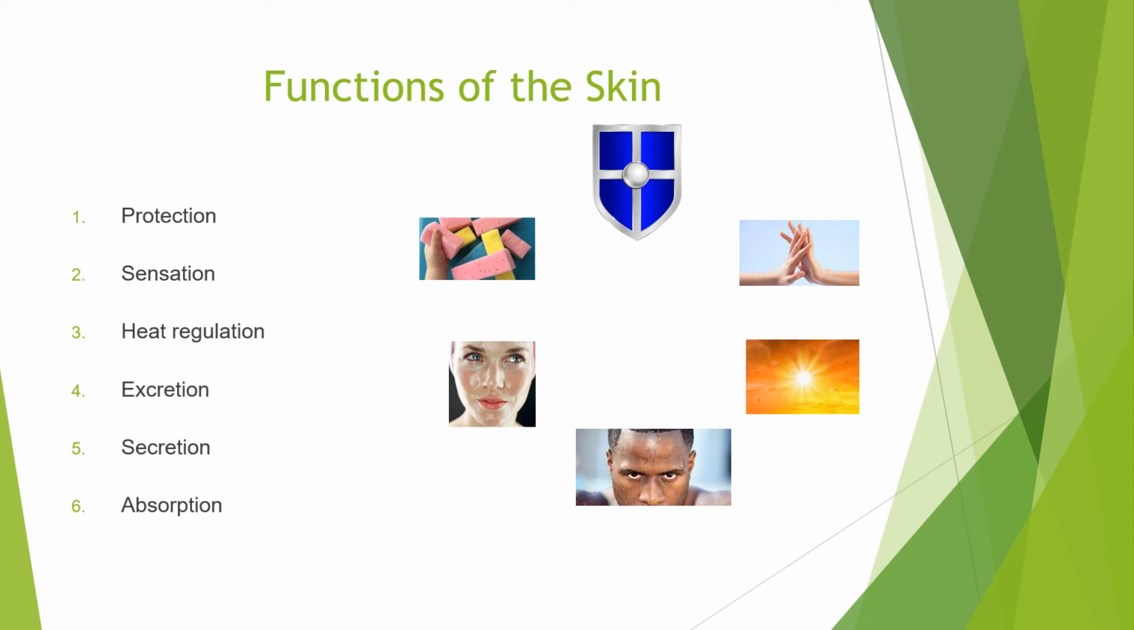Number 4, we have excretion. Perspiration from the sudoriferous glands is excreted through the skin. Water loss through perspiration takes salt and other chemicals with it. Next we have secretion. Sebum is secreted by the sebaceous glands. This oil lubricates the skin, keeping it soft and pliable. Oil also keeps hair soft. Emotional stress and hormone imbalances can increase the flow of sebum.